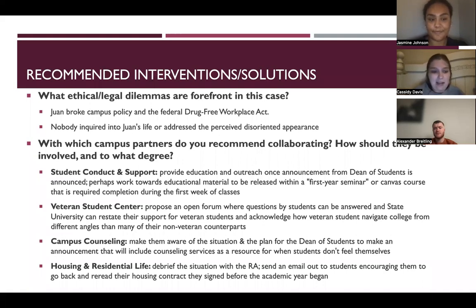The third group would be campus counseling, like I mentioned. Making them aware of the situation and the plan for the Dean of Students, VP of Student Affairs, or whoever to make an announcement that will include counseling services as a resource for when students don't feel themselves. Oftentimes, counseling is seen as a shame or a resource a lot of people don't want to go to because they feel broken or that they don't deserve it or just so many reasons. And so I think, again, reminding students that it's there, especially just to have someone to talk to in these times where you don't really know who to talk to about things, is relevant. And then making those student affairs professionals aware of the situation is going to make them better practitioners in their area when students do come in.